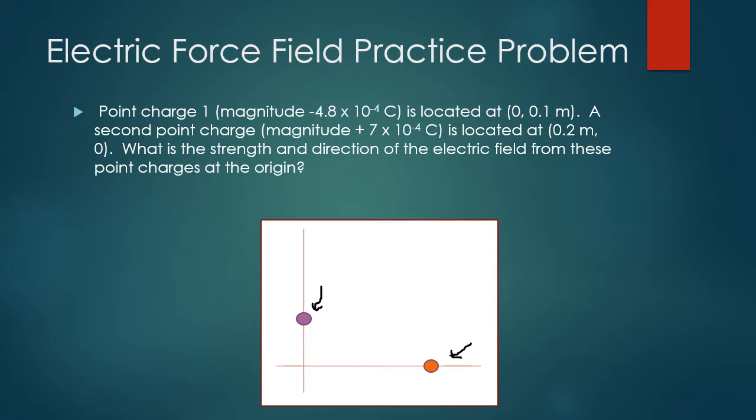So the question is, what is the strength and direction of the electric field located at the origin? So if you went to the origin, what kind of electric field would you be experiencing? How big is it, and in what direction? So take a few minutes and solve this problem before you move on.